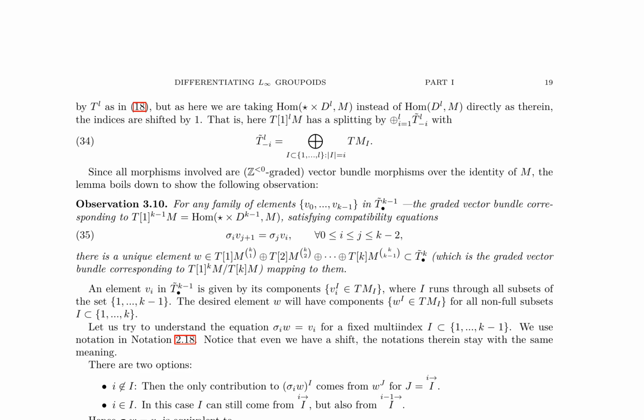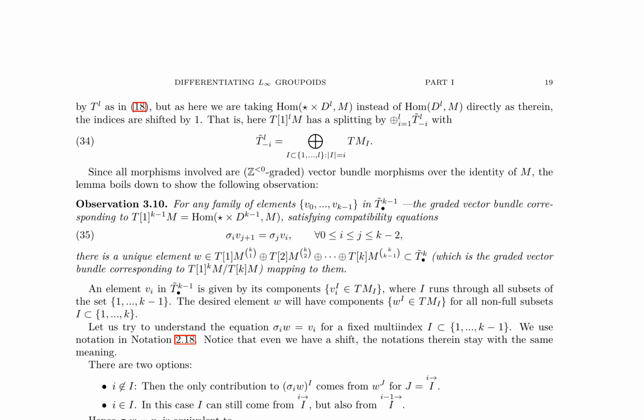On page 19 of the research paper, the authors delve into the differentiation of L-infinity groupoids, shifting their focus from Hom(dl, m) to Hom times dl, m. This shift introduces a splitting of t, 1, lm into the direct sum of li equals 1 tl minus I, where each tl minus I corresponds to the graded vector bundle morphisms over the identity of m.